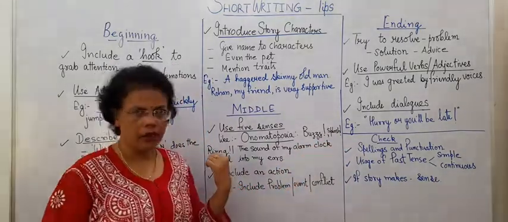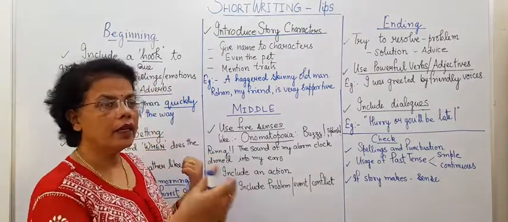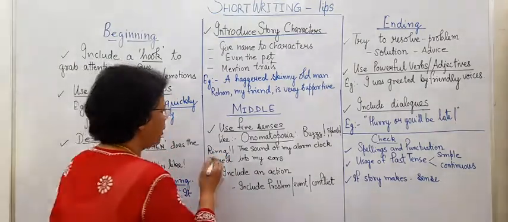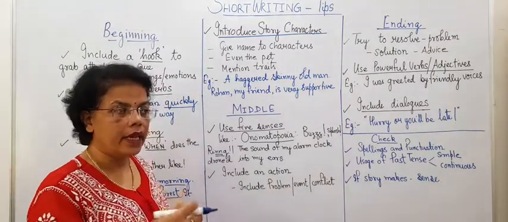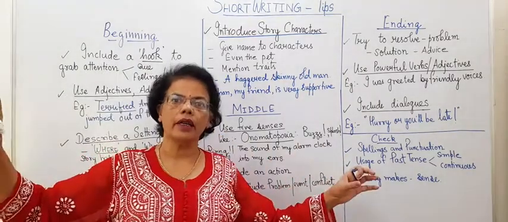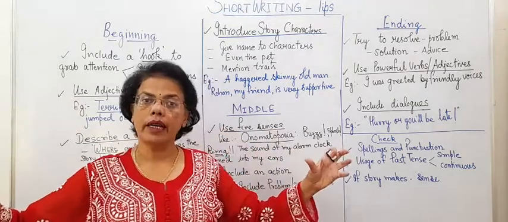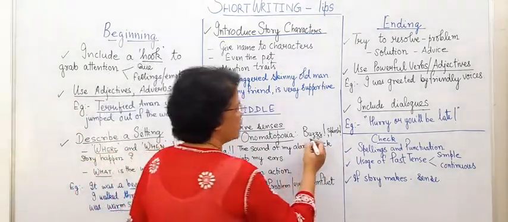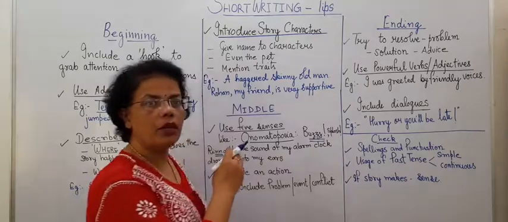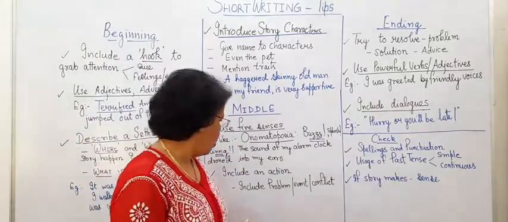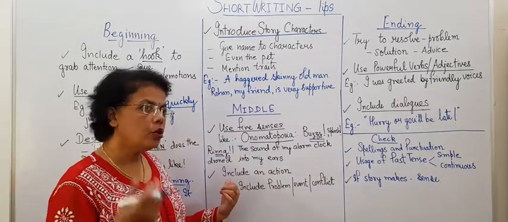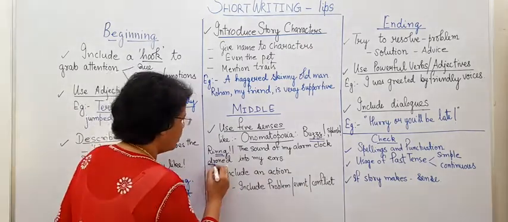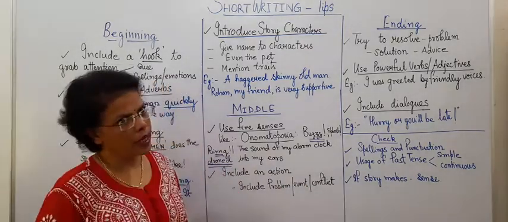I have given one example. So, ring. Why have I used a double N here? To tell the intensity, that it was a long ring. And like buzz, it was a long buzz. So the sound of my alarm clock droned into my ears. So use such words, please.